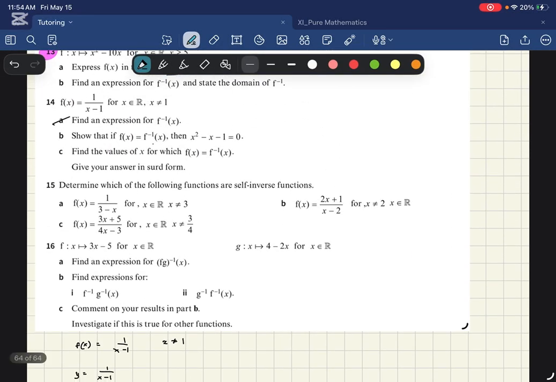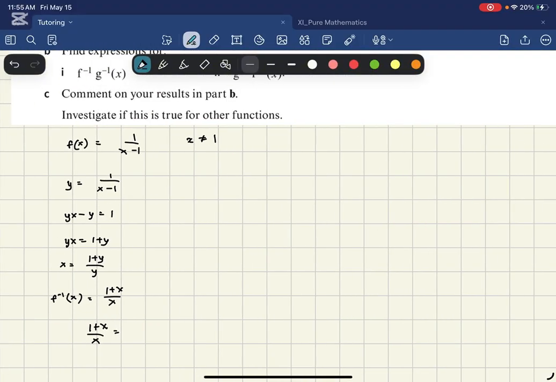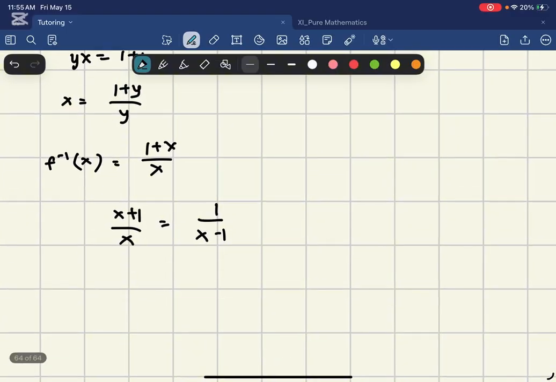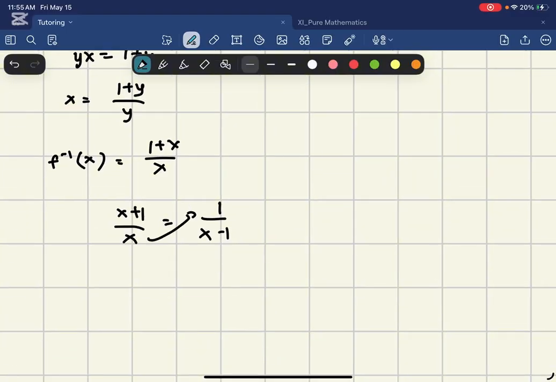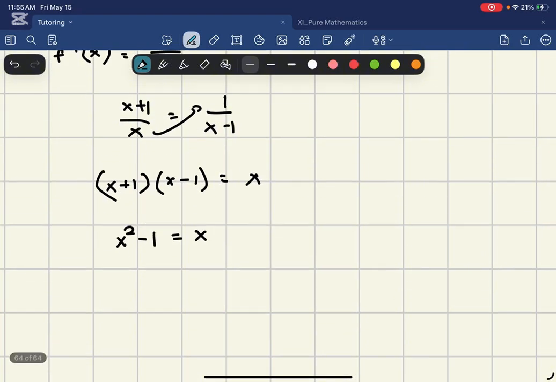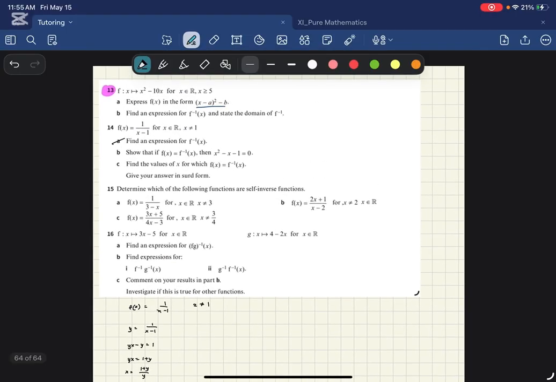Show that if f of x is equal to f inverse of x, so this is f inverse of x, this should be equal to f of x. f of x is just 1 over x minus 1. So 1 plus x, I can write it as x plus 1. Now, cross multiply. So I multiply by x minus 1 on both sides. Remember, this is x plus 1 times x minus 1. It's just going to be x squared minus 1. And if you subtract x on both sides, you get this expression.